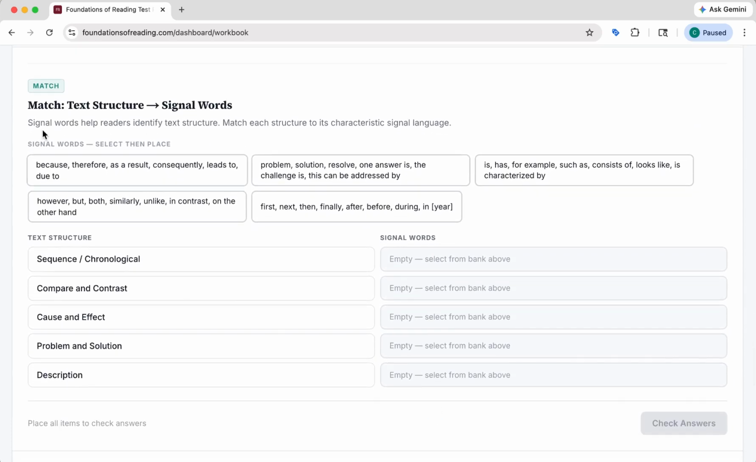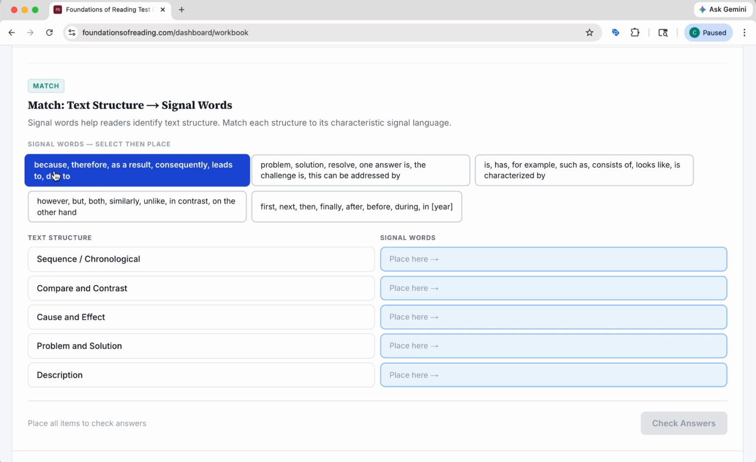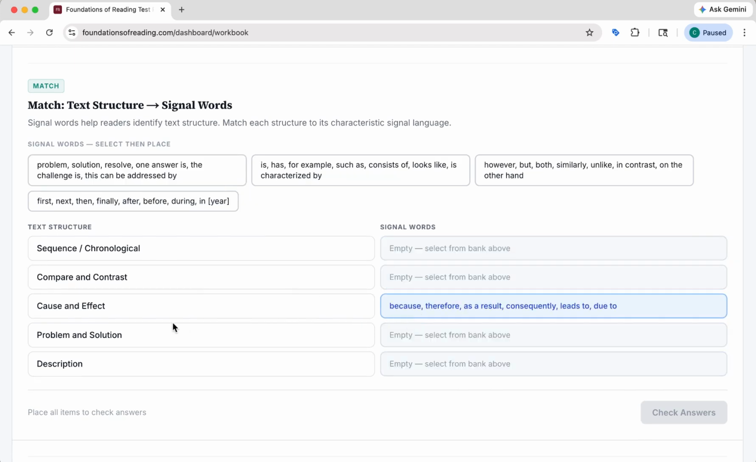All right. And next exercise asks us to match the text structure with the signal words. We have text structure and signal words here. So which of these is chronological? Whereas we have got compare, contrast, cause and effect, problem and solution, and description. So what is because? Because goes with, let's see, that would be cause and effect.